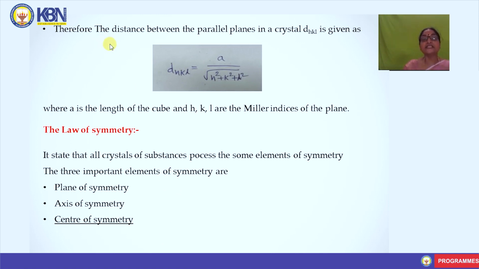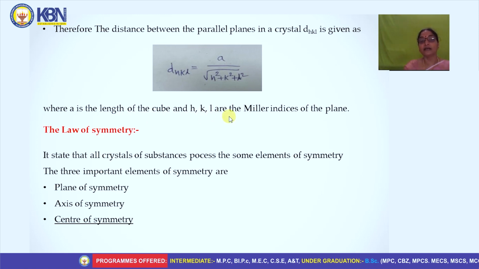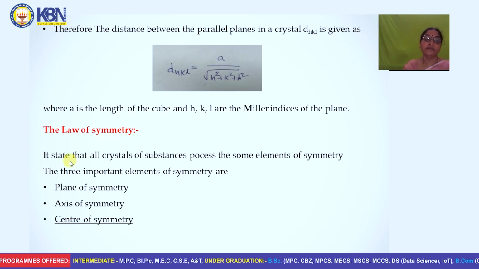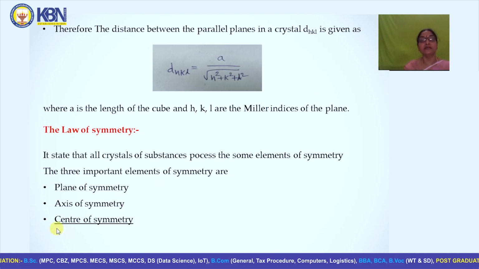The distance between parallel planes in a crystal, d hkl, is defined as d hkl equals a divided by the root of h square plus k square plus l square, where a is the length of the cube and h, k, l are the Miller indices of the plane. Next, the law of symmetry. It states that all crystals of substances possess some elements of symmetry. The three important elements of symmetry are plane of symmetry, axis of symmetry and center of symmetry.